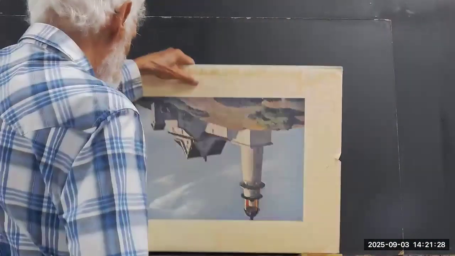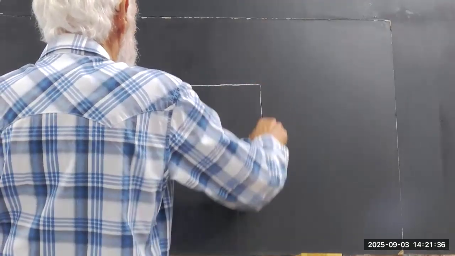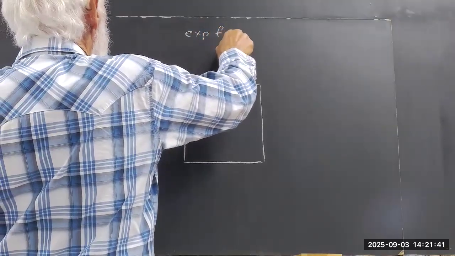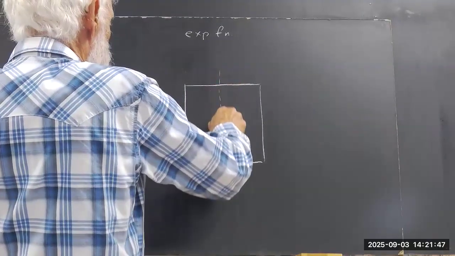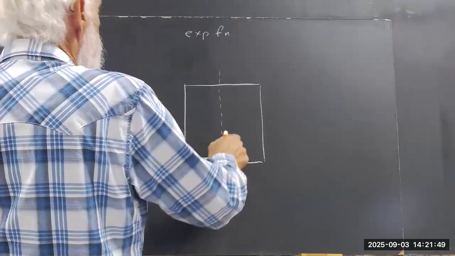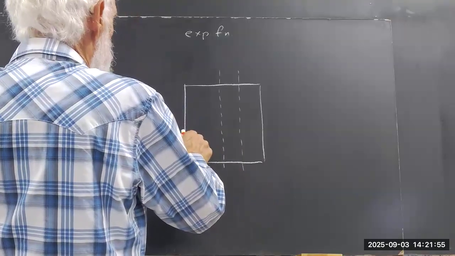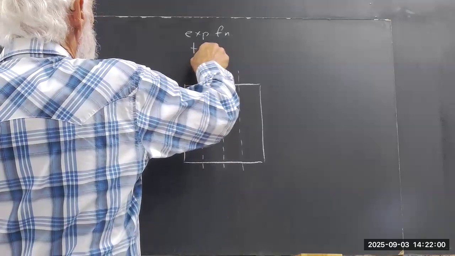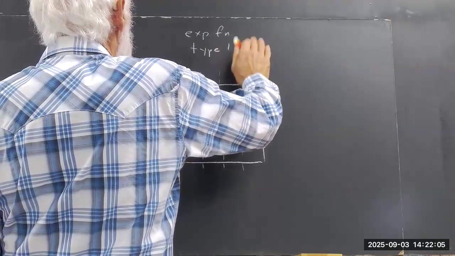Okay, we want to do a grid and a graph for the exponential function. We start making the grid by drawing a rectangle and doing a vertical line through the center, and then a vertical line halfway from the center to the right edge, and a vertical line halfway from the left edge to the center. So we're doing type 1 graph, type 1 grid, let's say.